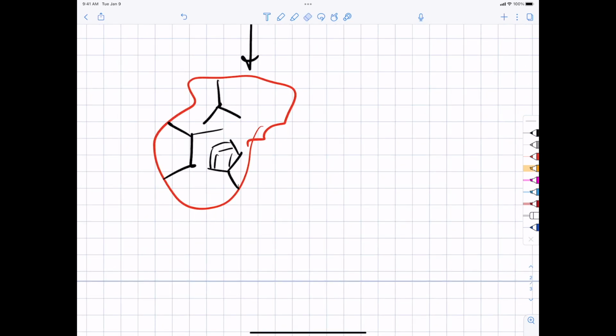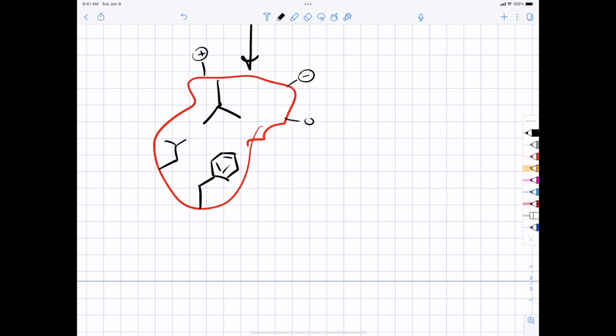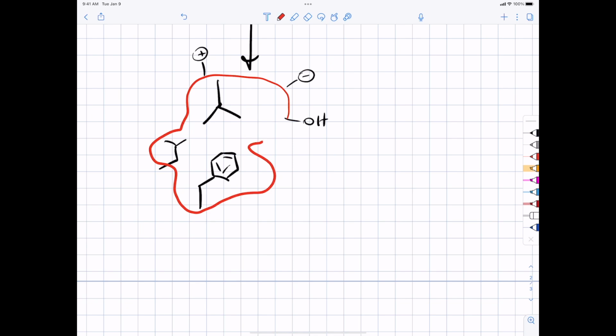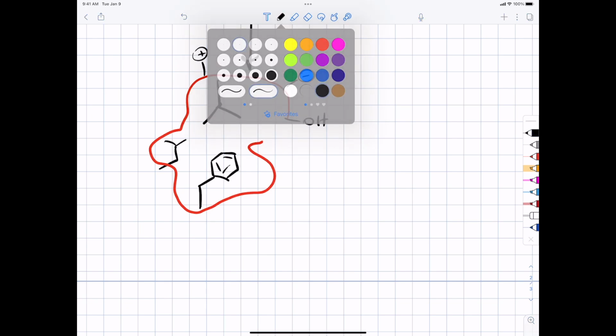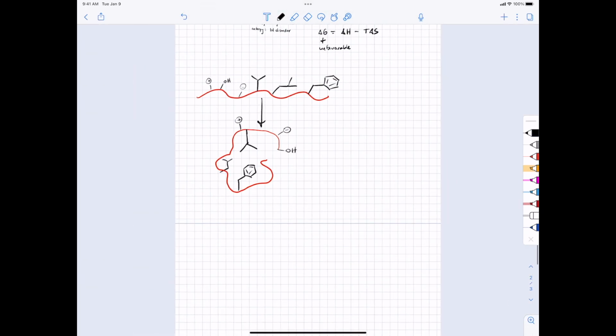Let's try that again. So this is the phenomenon behind a lot of protein folding that you may learn about in biology or biochemistry, that the protein chain will fold back on itself to form an interesting shape, but the driving force is that we want to minimize the exposure of nonpolar side chains to water.